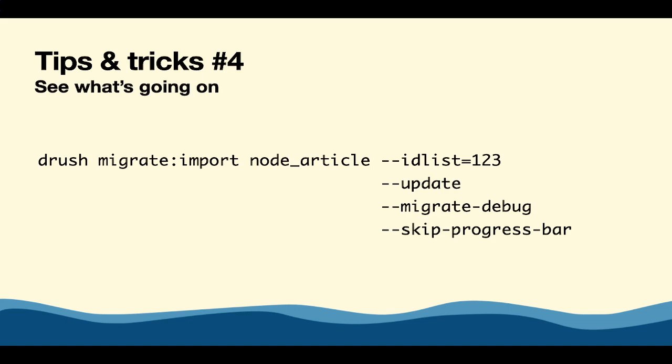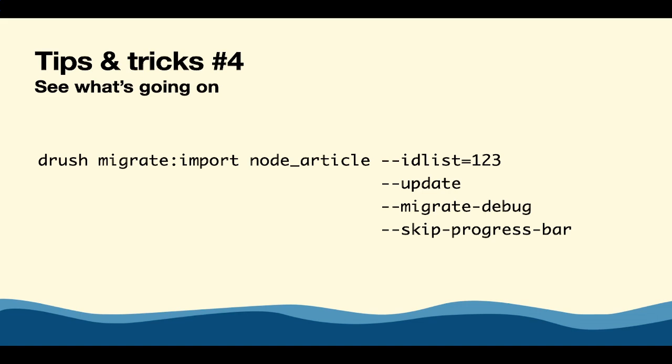And I'm sure most of you who are familiar with migrations may be familiar with this already, but there's the drush migrate import to run your migration. But you know, the ID list parameter is very handy if you just want to test with one particular entity ID. If it's a multilingual site, you probably also have a colon language code after that. And the migrate debug parameter provided by, is it Migrate Tools or Migrate Plus? I forget which one it is. Migrate Tools, I think. That's very handy.